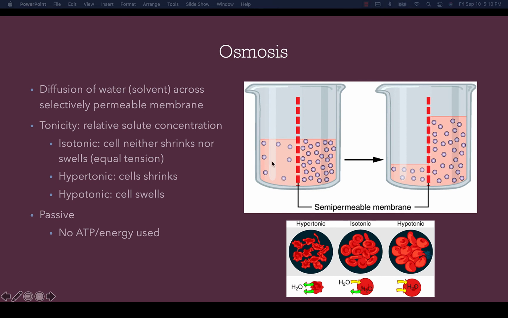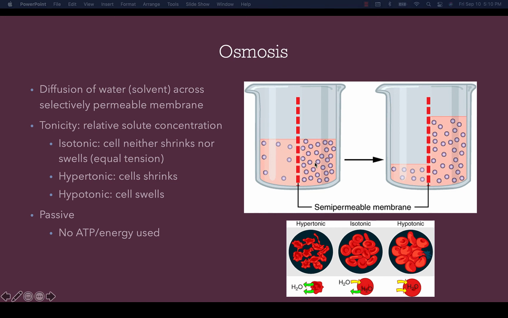So in this picture over here, the solution on the left side has a lower concentration of solute than the right side. So the water is going to move into the region of higher solute concentration. There's lower solute concentration over here. It's going to go from low to high solute concentration.